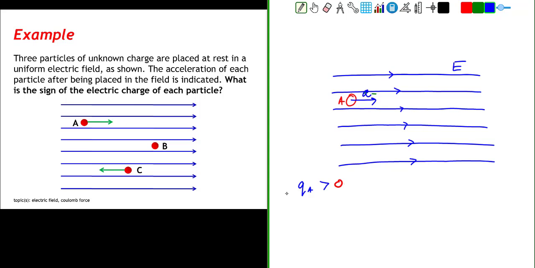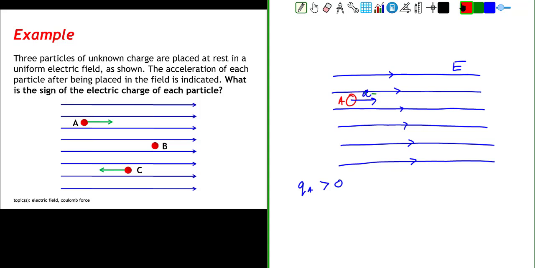The reason why it must be positively charged is because we know that a positive charge will experience an electric force that is parallel, that is in the same direction as the electric field. Since the only force acting on charge A is due to the electric field, we know that charge A must be positive since it's accelerating in the direction of its net force.